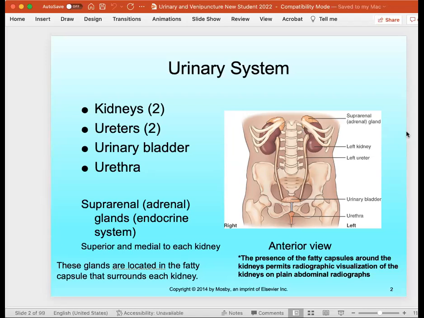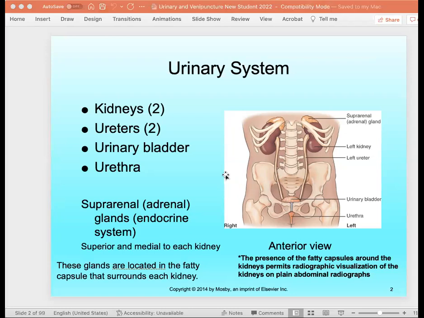Like I've mentioned before, the right kidney is going to be lower than the left kidney, usually due to the liver, right? The liver is going to push it down, causing it to become lower than the left kidney. Each kidney is going to be connected to a ureter and then down into the urinary bladder.